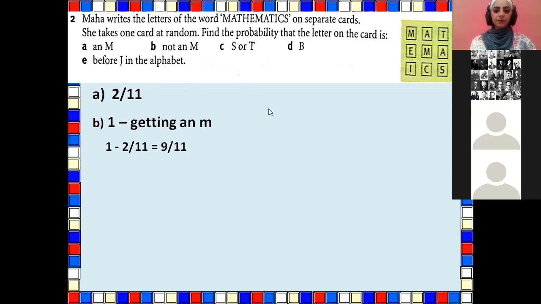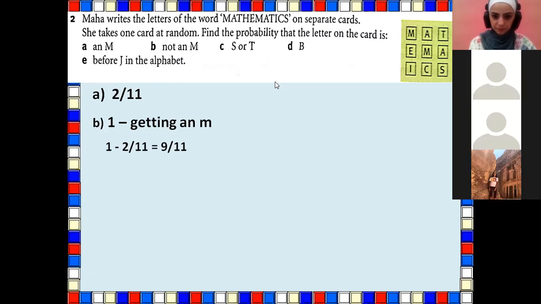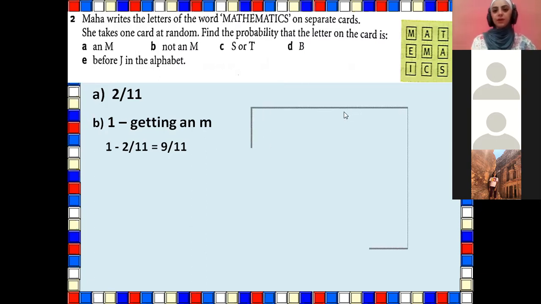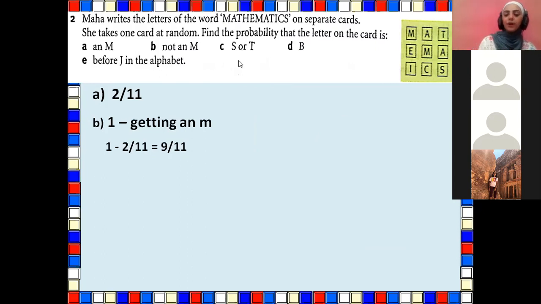Yeah, let's go to C. Jude Al-Khawaja. Teacher, can you hear me? Yes. Okay, so S or T, 3 out of 11. When we say S or T, I mean getting an S, how much is it? Or getting a T, how much is it? Both together. There is 1 S and 2 T's. Yes, excellent. So we have 1 letter S and 2 letter T, so 1, 2, 3 out of 11.